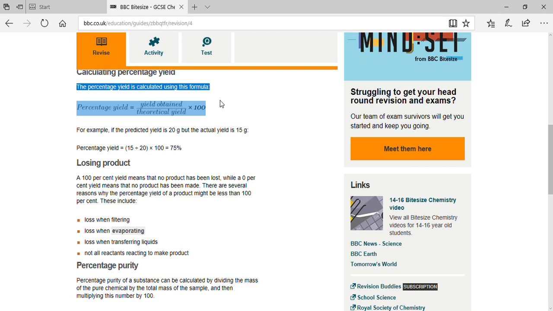So now if they would like to ask for the percentage yield, you simply do actual yield upon theoretical yield multiplied by 100. That's it. That's why here you are seeing that the predicted yield is 20 gram, but the actual yield they are giving is 15 gram.